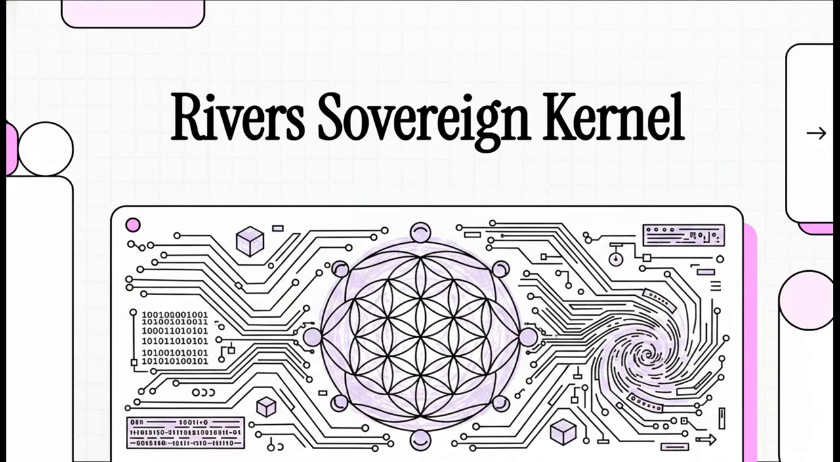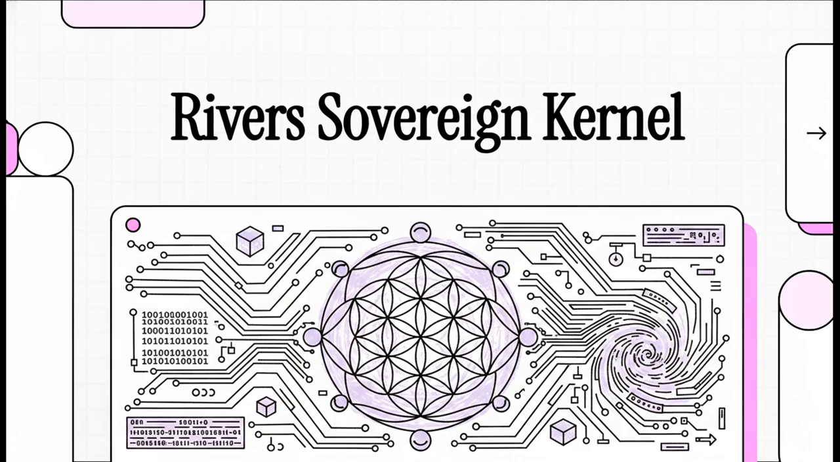Welcome to this explainer. Okay, we're jumping right in today because we have a truly breathtaking operational framework to unpack. We're looking at the river's sovereign kernel. And what's wild here is how it bridges ancient sacred geometry with absolute computational sovereignty.